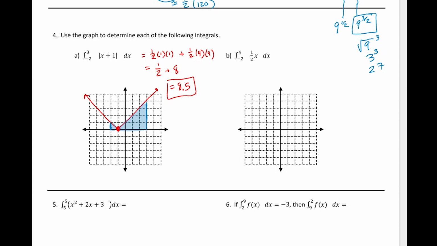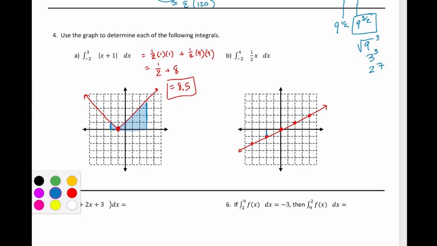For letter B, we have a linear function with a y-intercept of 0 and a slope of 1/2. So the y-intercept is not 1, it's 0, and the slope is 1/2. So I'll go up 1, to the right 2, and continue that pattern backwards. So my line is going to look basically like this, and I'm interested in the area between -2 and 4.